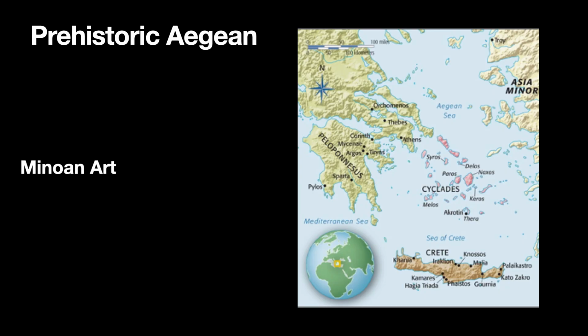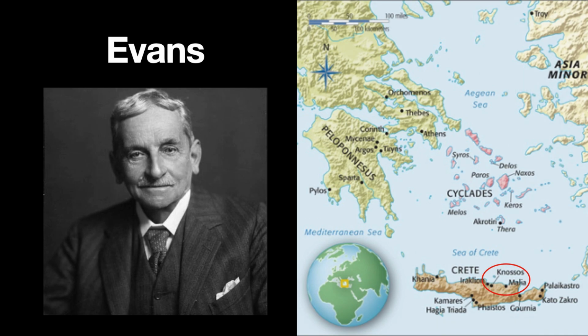Next, we'll discuss Minoan art. In 1900, an Englishman, Arthur Evans, began work at Knossos, where he uncovered a palace resembling a maze. Evans named the people who had constructed the palace Minoans after the mythical king Minos.